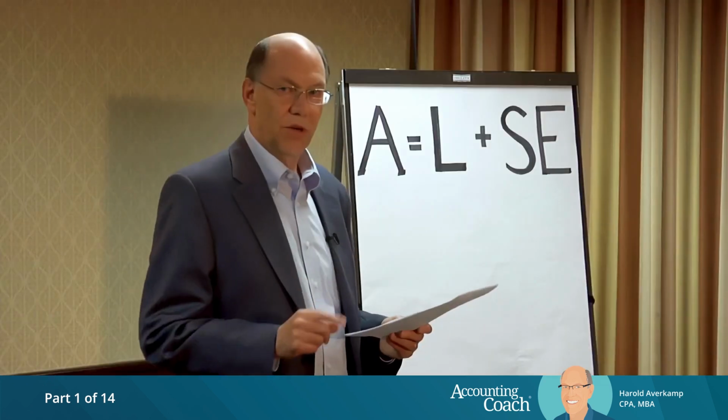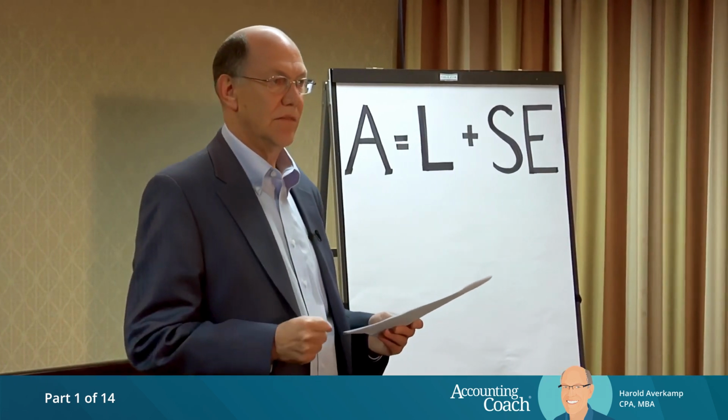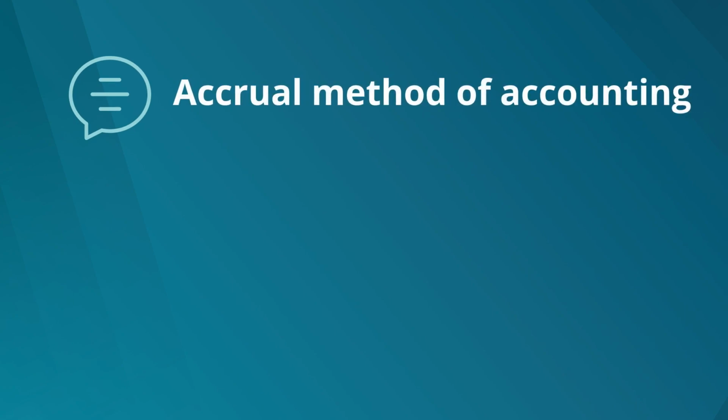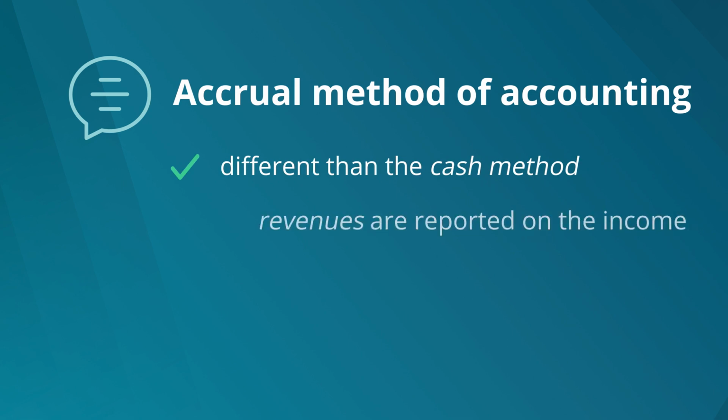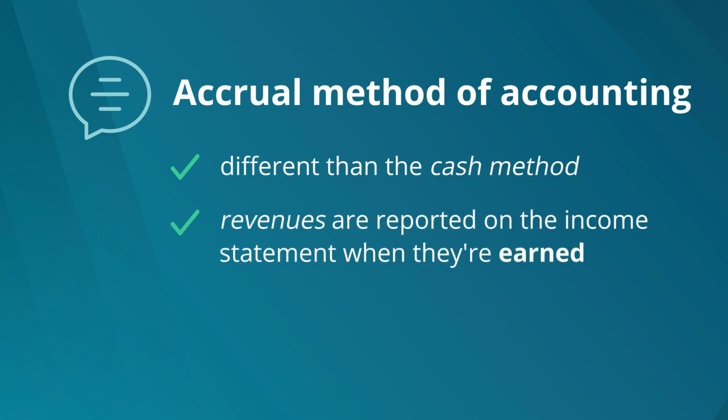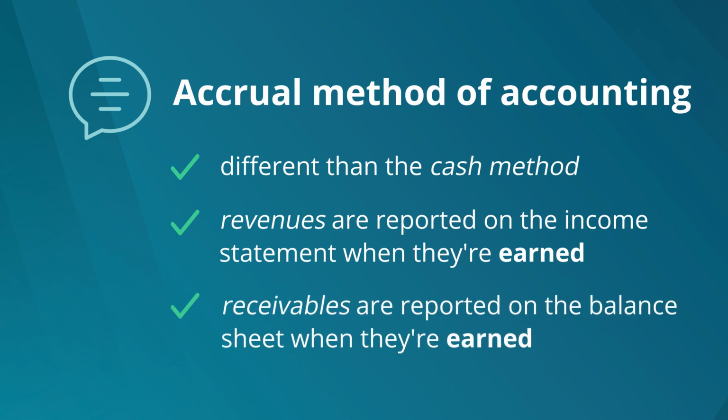The other important point is that our financial statements that we distribute outside the company are prepared under the accrual method of accounting, and that's different than the cash method. Under accrual accounting, revenues are reported on the income statement when they're earned, and a receivable is reported on the balance sheet when they're earned. We don't necessarily wait for the cash to come. That's an important distinction that we'll repeat throughout this evening.